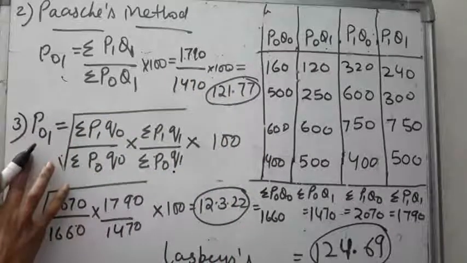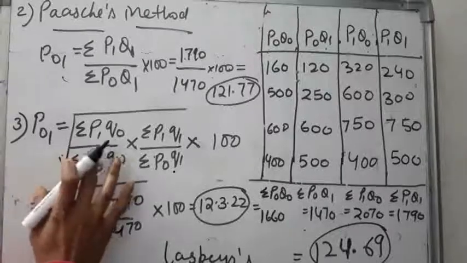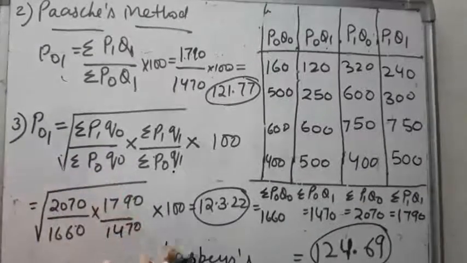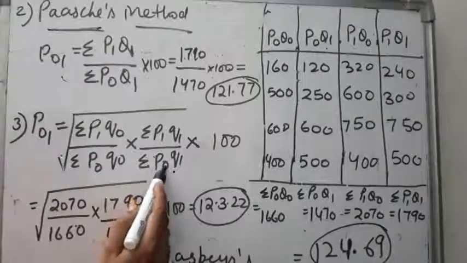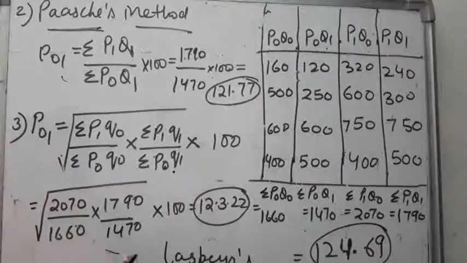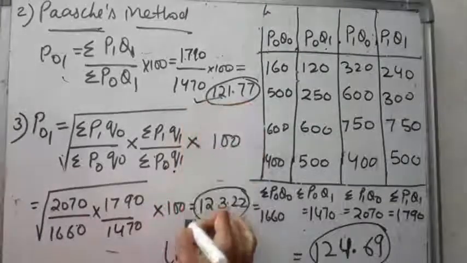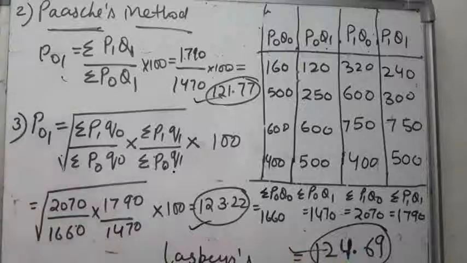Then by Fisher's method, Fisher's method is a combination of both the Laspeyres method and the Paasche's method. So this is the formula of Fisher's method. I put all the values in this, and after calculation we will get 123.22. So these three methods we have used, Laspeyres method, Fisher's method and Paasche's method, for calculating the index number, and Fisher's method is called a very ideal method for constructing the index number.